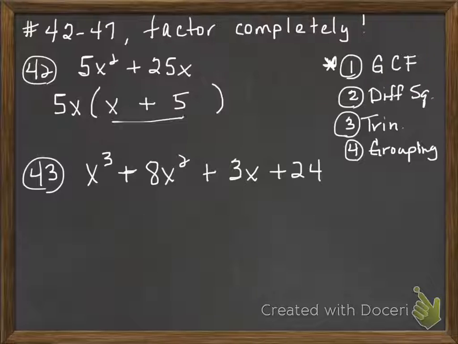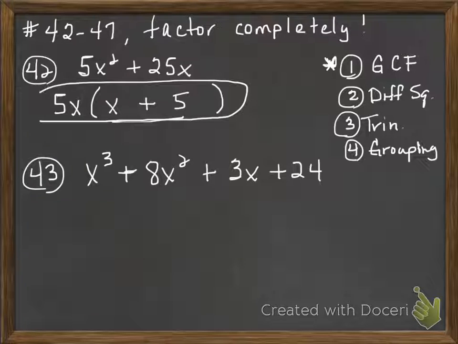Now this x plus 5, if it could factor again, you would have to factor it again, but it will not factor again. It is not the difference of 2 squares since it's a binomial, and that's the only thing that it could possibly be for me to factor again. So x plus 5 does not factor again. That means you're finished.